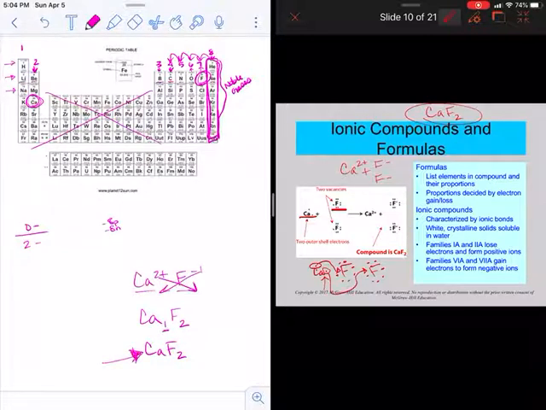Now, I say that this is sort of a shortcut. Now you're going to have to do it using electron dot notation like we did on the PowerPoint slide over here. That is one way that it's going to ask you to do it. So just know how to do both of them. This is a really good way to check your answer.